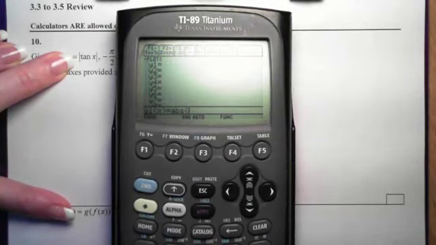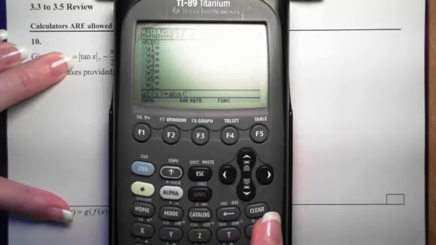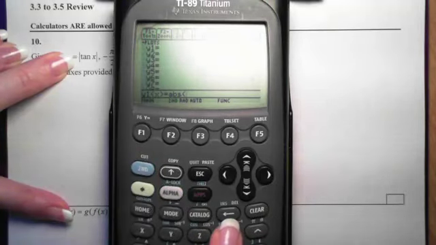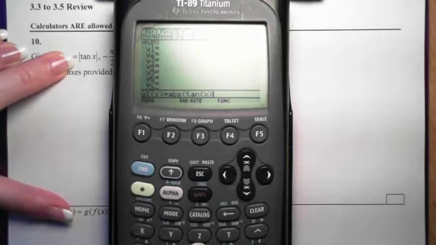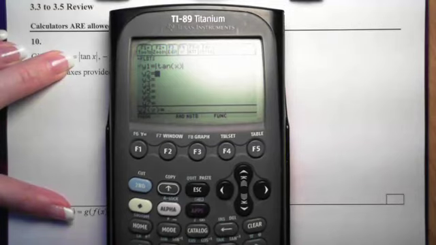So I select the absolute value, and inside that I need the tangent. So just like on my 84s, the tangents and cosines, all that trig stuff is right here. So I'm going to access it using my blue button and the T. So there's my tangent, and inside I just need an X. Remember, on this calculator you have to close every parenthesis you open. So we close the tangent, close the absolute value, check our pretty print, that's what it's supposed to be.